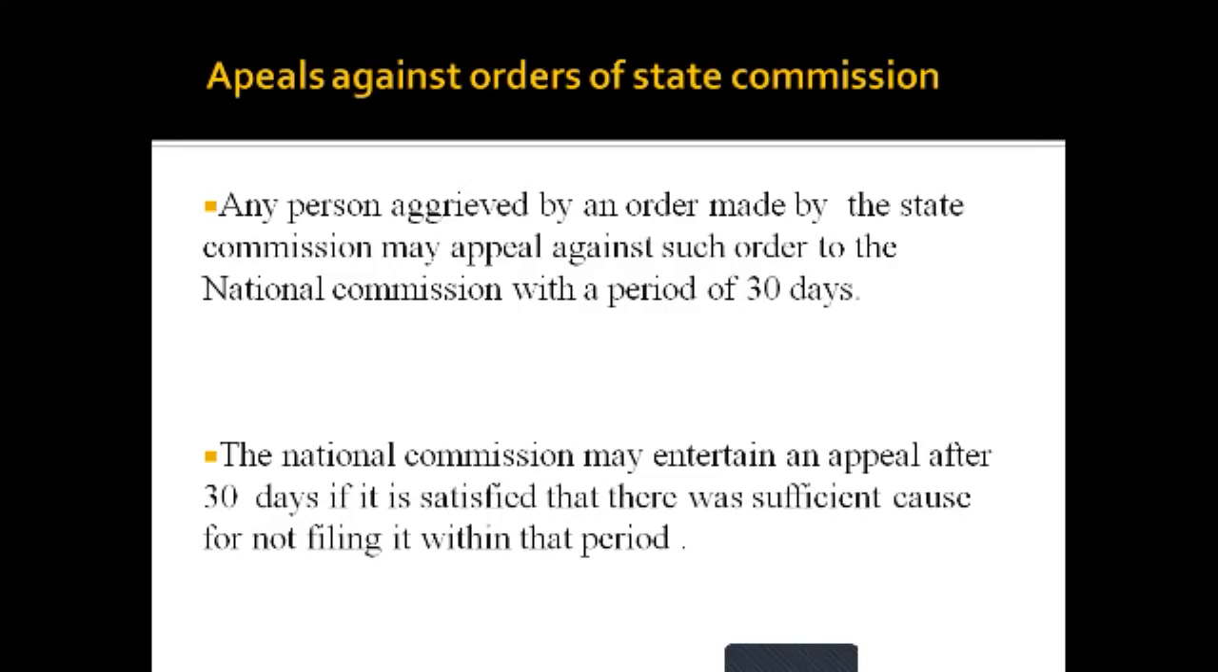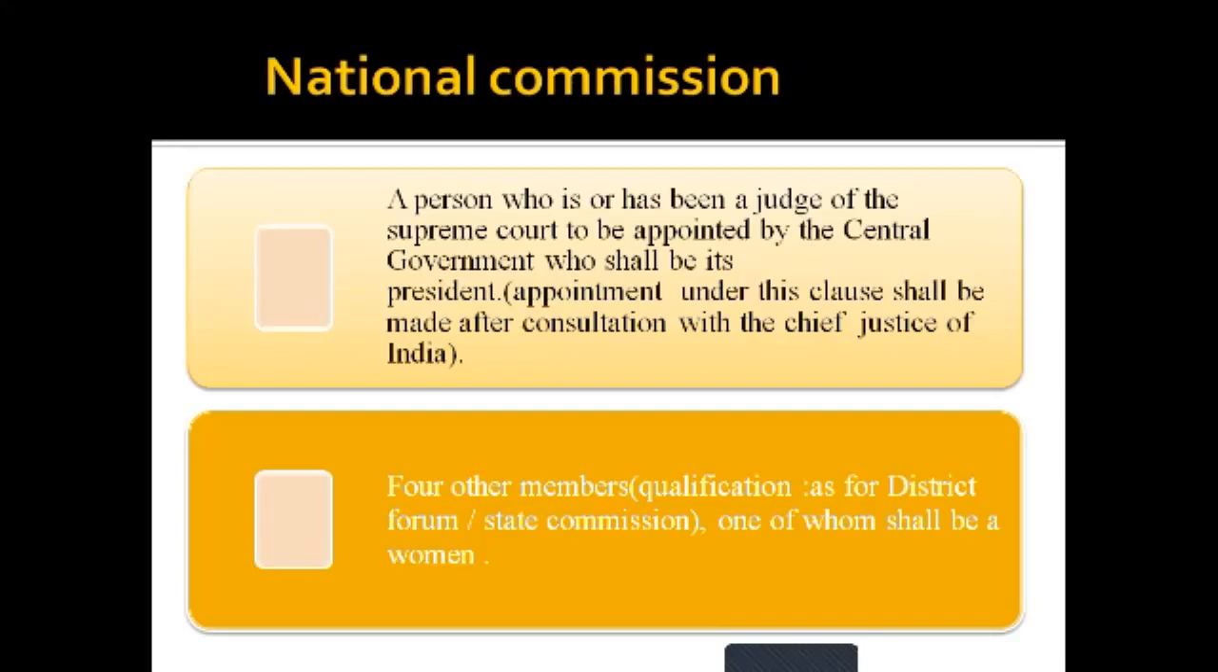Then coming to the National Commission. So again, in the National Commission, there is a person who is or has been a judge of the Supreme Court, to be appointed by the central government, who shall be its president. And this appointment shall be made after consultation with the Chief Justice of India. Then there are four other members. In the State Commission and District Commissions, we had only two other members. So here in the National Commission, we have four other members with the same qualification which we said for the state and district, and one of them shall be a woman. Okay, so there are a total of 5 members, and among them one shall be a lady.